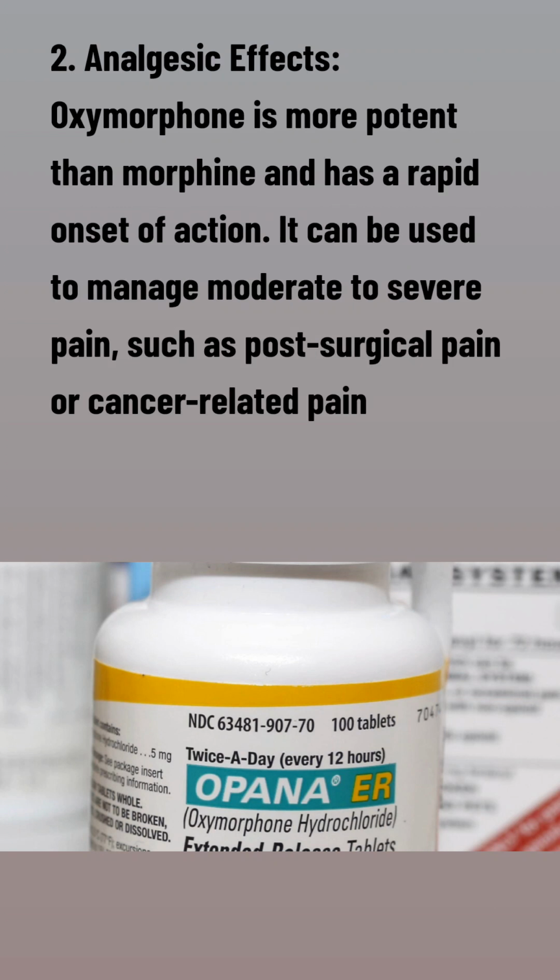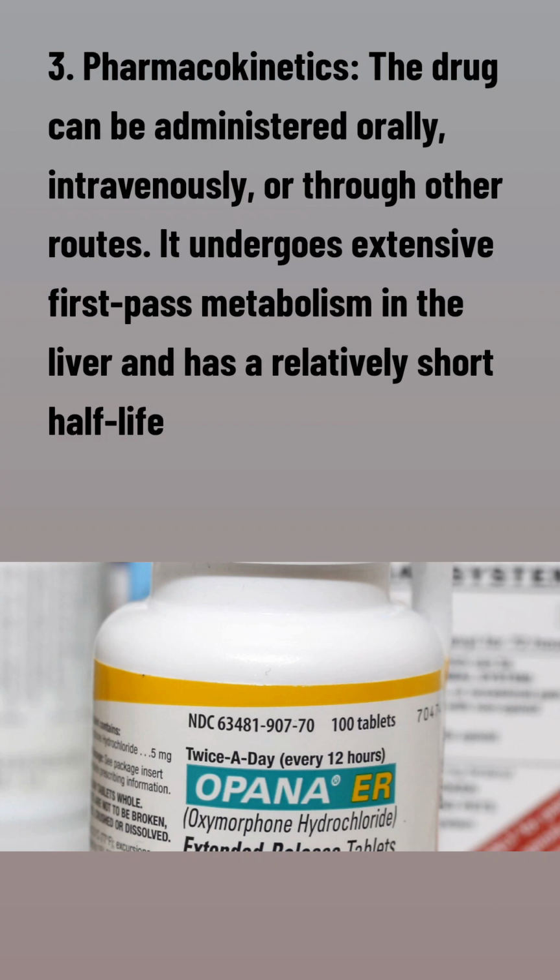2. Analgesic effects. Oxymorphone is more potent than morphine and has a rapid onset of action. It can be used to manage moderate to severe pain, such as post-surgical pain or cancer-related pain. 3. Pharmacokinetics. The drug can be administered orally, intravenously, or through other routes. It undergoes extensive first-pass metabolism in the liver and has a relatively short half-life.